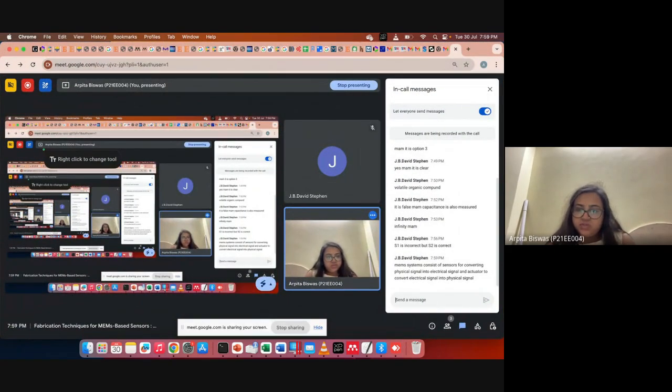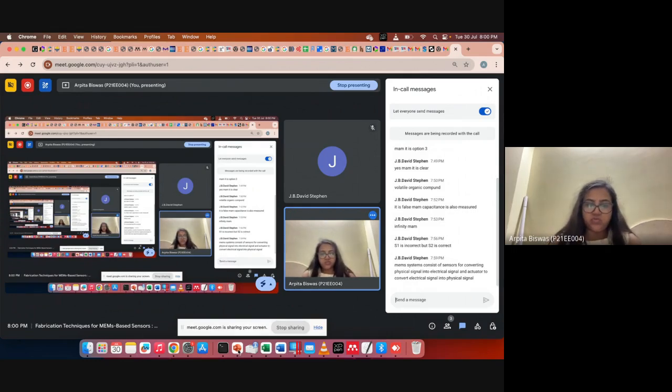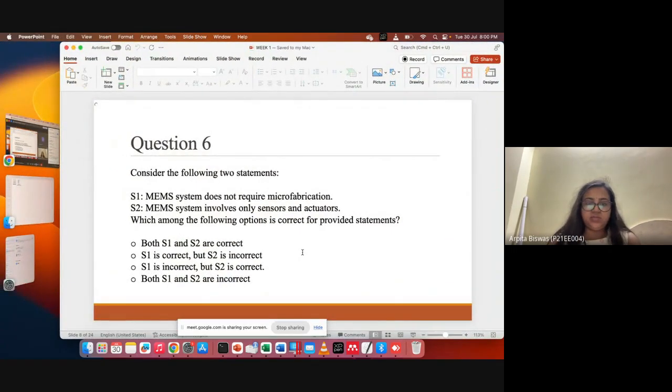MEMS system consists of a sensor for converting the physical signal into an electrical signal and an actuator to convert the electrical signal into a physical signal. No, David, actually you have to cross verify, okay? I'm not going to tell you whether your explanation is right, but you are giving the answer about what a sensor is and what an actuator is. So you can cross verify, or you can go through the lecture, or you can search on Google.